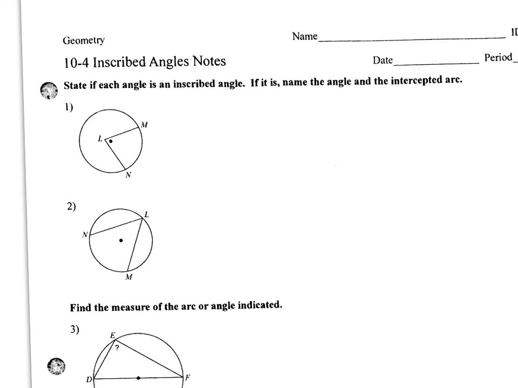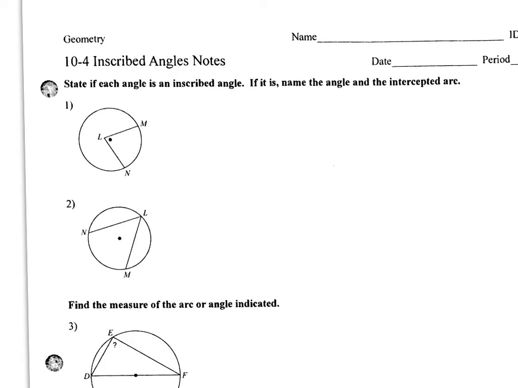So this says state if each is an inscribed angle. In question 1, that would be a no. Why? Here's the vertex at L. L is not on the circle. What about number 2? Number 2 is a yes. L is on the circle. The vertex of the angle is on the circle.